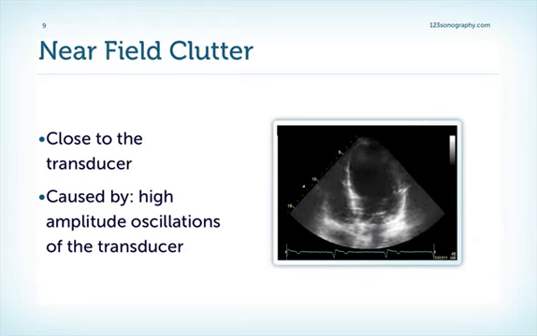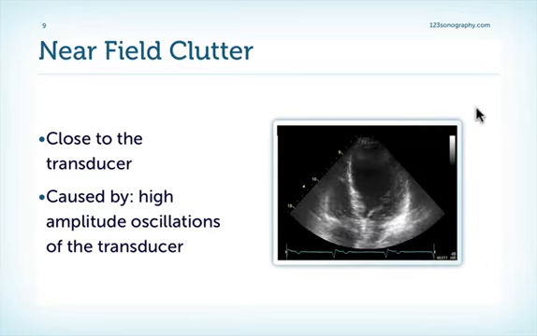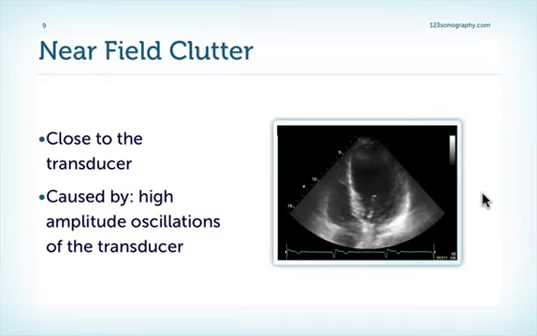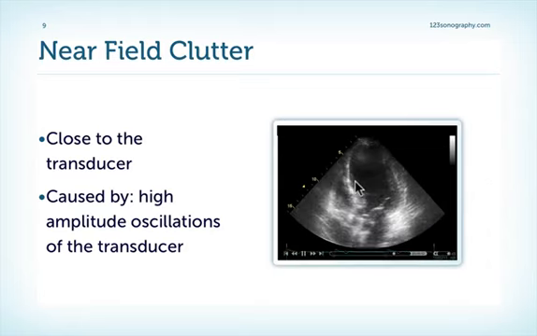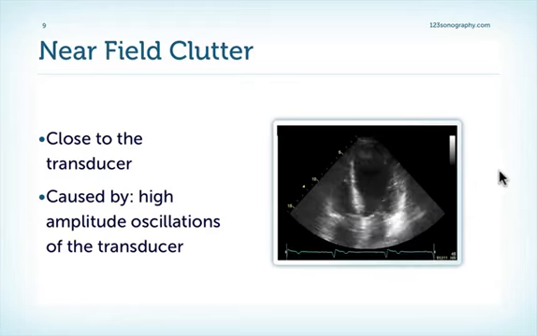The first type of artifact I would like to discuss is the so-called near-field clutter artifact. It is located close to the transducer, in other words here at the tip, and it is caused by high amplitude oscillations of the transducer. How could this influence your interpretation? Well, this patient has an infarct and also a higher likelihood for a thrombus. But what we see here is not a thrombus. Those are just artifacts caused by near-field clutter.